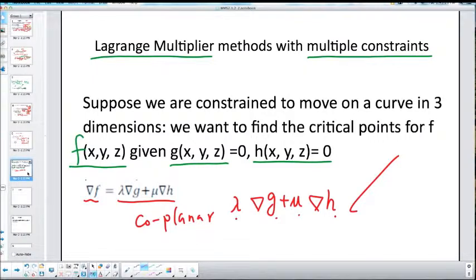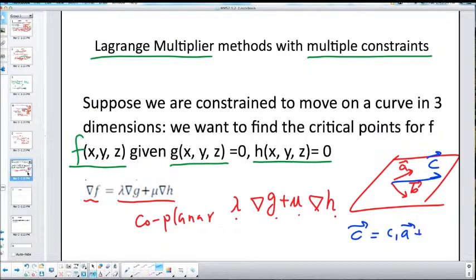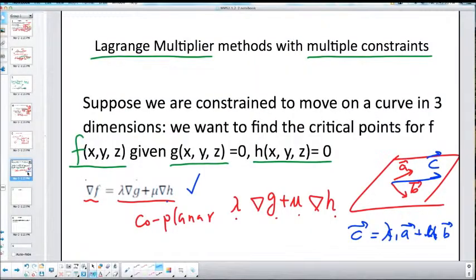Do you remember? If I give you a vector A here, another vector B here, any vector C here on the plane is going to be C1A plus C2B. And that's exactly, you can put this as lambda, this as mu, that's what it says. That means, similar idea, the gradient is going to be parallel to both A and B. See it? Because it's under the component, it's parallel to the plane made by gradient g and h.